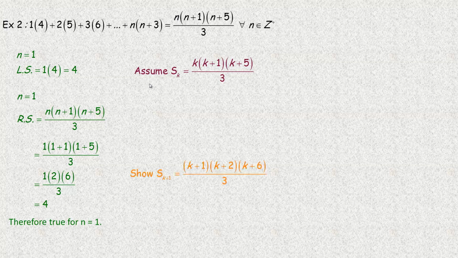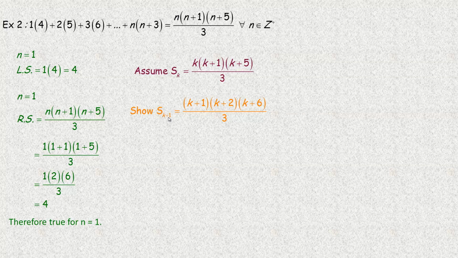And we want to show that the sum formula for the first k plus 1 terms, no matter what k is, if I put k plus 1 in here, that's going to be k plus 1, and k plus 1 plus 1 would be k plus 2. And if I put k plus 1 here, k plus 1 plus 5 is k plus 6, over 3 still, of course. So I want to show that as long as this is true, this formula is always going to work. It's always going to be the right sum of that series.